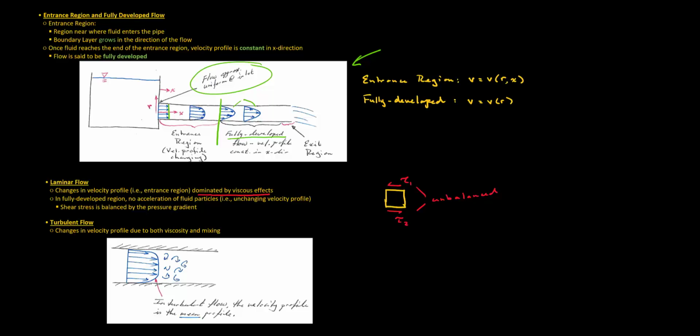In the fully developed region, there is no acceleration of fluid particles, and this is why we see an unchanging velocity profile in the axial direction. So, although we do have a shear stress, it is being balanced by the pressure gradient, which we will look at a bit more closely later on. So we would say that we have an axial pressure gradient of the form dP by dx. So we say that these two effects, that of the shear stress and the pressure gradient, are in balance in the fully developed region.